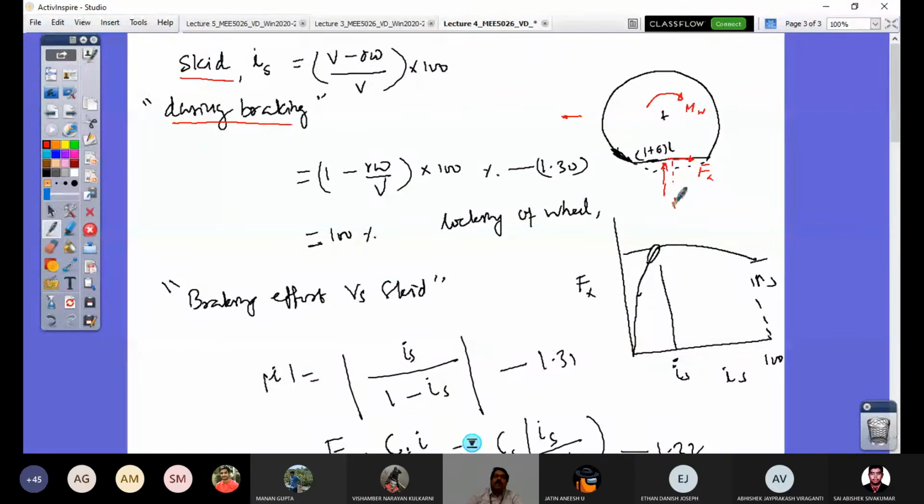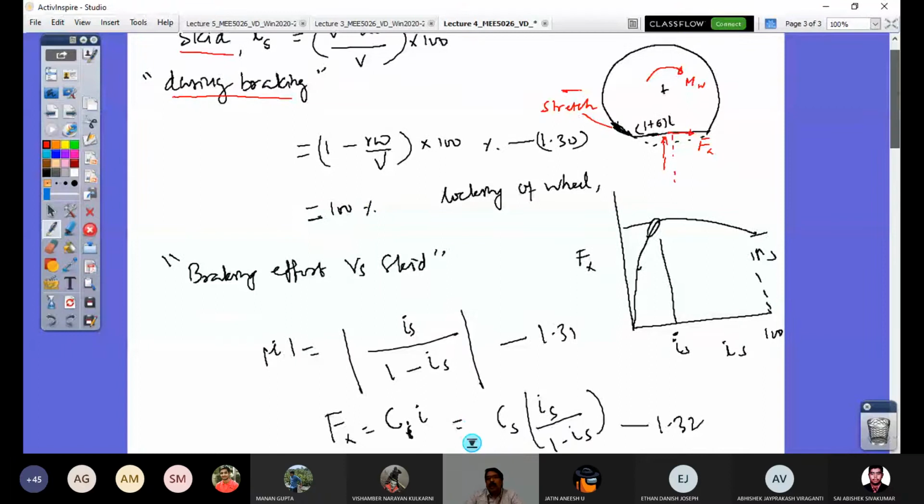So this Fx, to derive, we've defined this skid, where you see in front of the contact patch, the portion of the tread entering the contact patch is under stretch. That would make an equivalent translatory motion more than that which would be achieved during the free rolling condition, and that defines exactly what skid is. That's why we have V greater than R omega. So (V minus R omega) by V into 100 will give you skid in percentage. And we were able to derive and also look at the relationship between i and is.